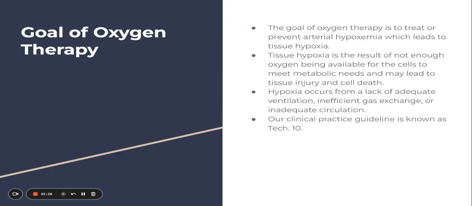So why do we do this? The whole point is to determine if we need to give oxygen therapy or supplemental oxygen or not. So the goal of oxygen therapy is to treat or prevent arterial hypoxemia. Hypoxemia is the hypoxia of the blood, which leads to tissue hypoxia. Tissue hypoxia is the result of not enough oxygen being available for the cells to meet metabolic needs and may lead to tissue injury and death. So now you can see I'm saying the same thing in 5 different ways, because I really want you to grasp it. Hypoxia occurs from a lack of adequate ventilation, inefficient gas exchange, or inadequate circulation. Those are different ways that hypoxia can occur.